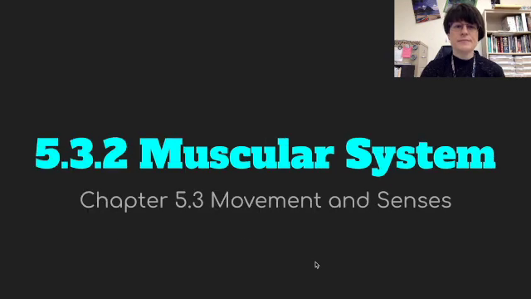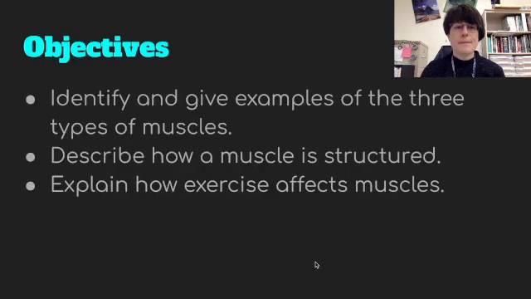Today we're going to take a look at Section 5.3.2 on the muscular system. So our objectives today will be to identify and give examples of the three types of muscles, describe how a muscle is structured, and explain how exercise affects muscles.